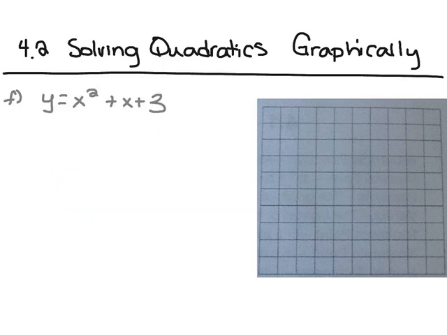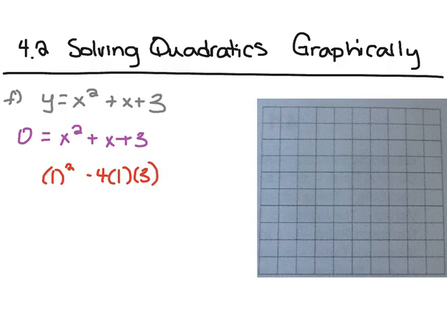Our equation for f is 0 equals x squared plus x plus 3. Our discriminant is 1 squared minus 4 times 1 times 3, which is 1 minus 12, which is negative 11. Therefore, we have no real roots. So that means we have no intercepts.